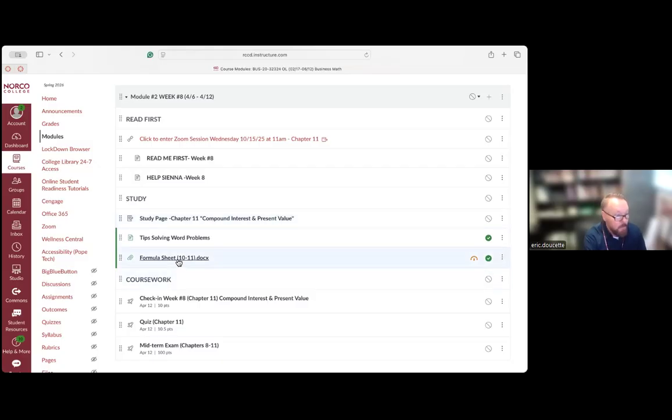I do provide a formula sheet that uses the tables. So there's two ways you can solve compound interest problems. You can use the tables by figuring out how many times a loan is going to compound in a year, how many times it's going to compound over the life of the loan, and what's the interest rate every time it compounds. And that's what you're going to be figuring out.